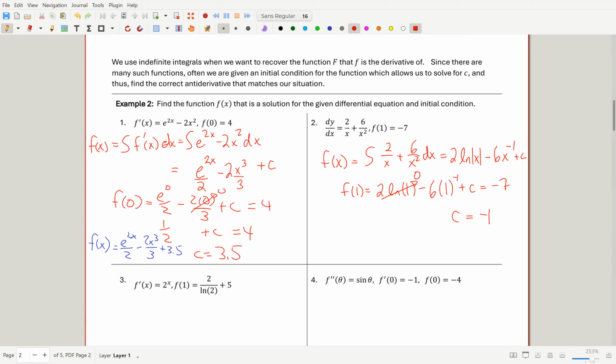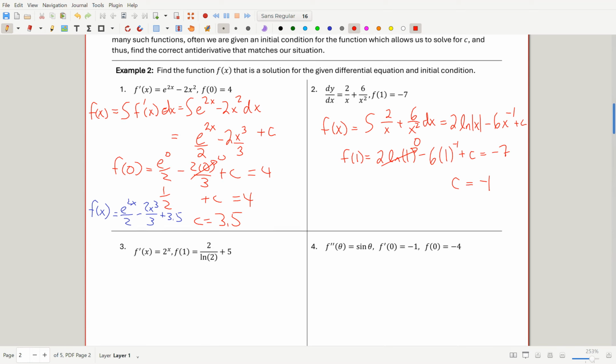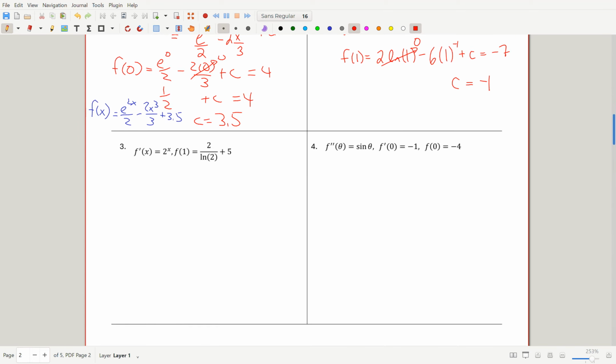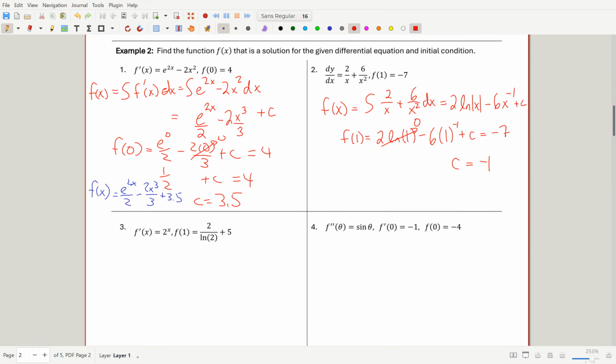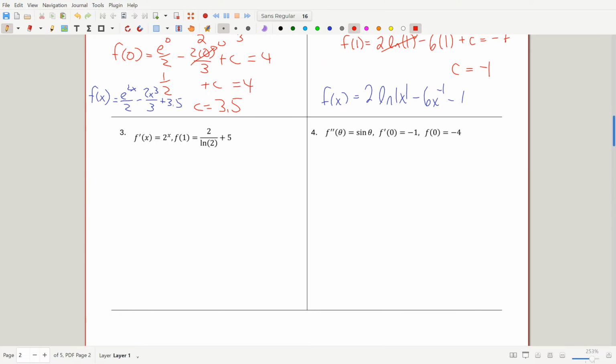I'm going to go counterclockwise here and look at number 4. What's that? Oh, thank you. I'm going to see if you guys are paying attention and not write the equation and wait for you to call me out on it, because that's totally what I was doing. 2 ln absolute value of x minus 6x to the negative 1 minus 1.